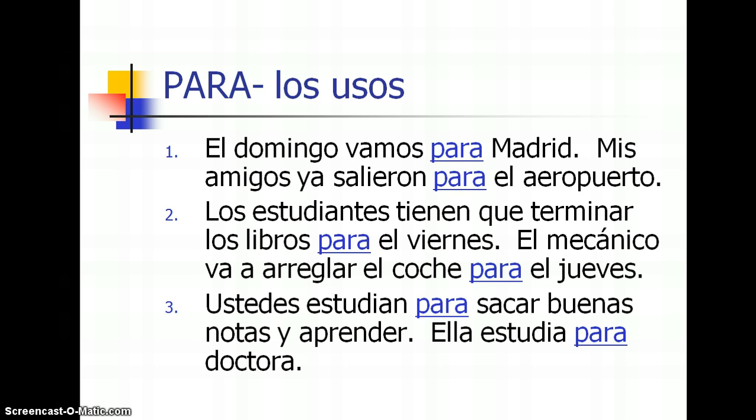Now we're going to do the same thing with para. I'm going to walk you through a few examples. See on your piece of paper, jot down what you think para is being used for in each case. Okay, how is it being used in each of these sentences. 1. El domingo vamos para Madrid. Mis amigos ya salieron para el aeropuerto. Again, you can pause and write your answers. So take your notes. 2. Los estudiantes tienen que terminar los libros para el viernes. El mecánico va a arreglar el coche para el jueves.